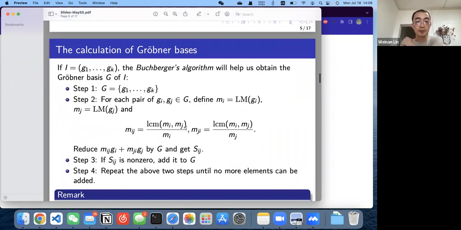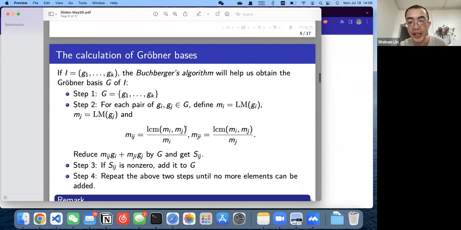Okay, and now I only talked about the definition of Gröbner basis. You must kind of prove that it exists, right? Otherwise it's not useful. And the fact that it always exists, and there is a very effective algorithm to compute a Gröbner basis. So if I have an ideal I generated by k elements, there's an algorithm called Buchberger's algorithm. It will help us to obtain the Gröbner basis G of I. So usually the Gröbner basis is bigger than the minimal generating set of an ideal. So you have to add some kind of redundant elements in order to be a Gröbner basis.